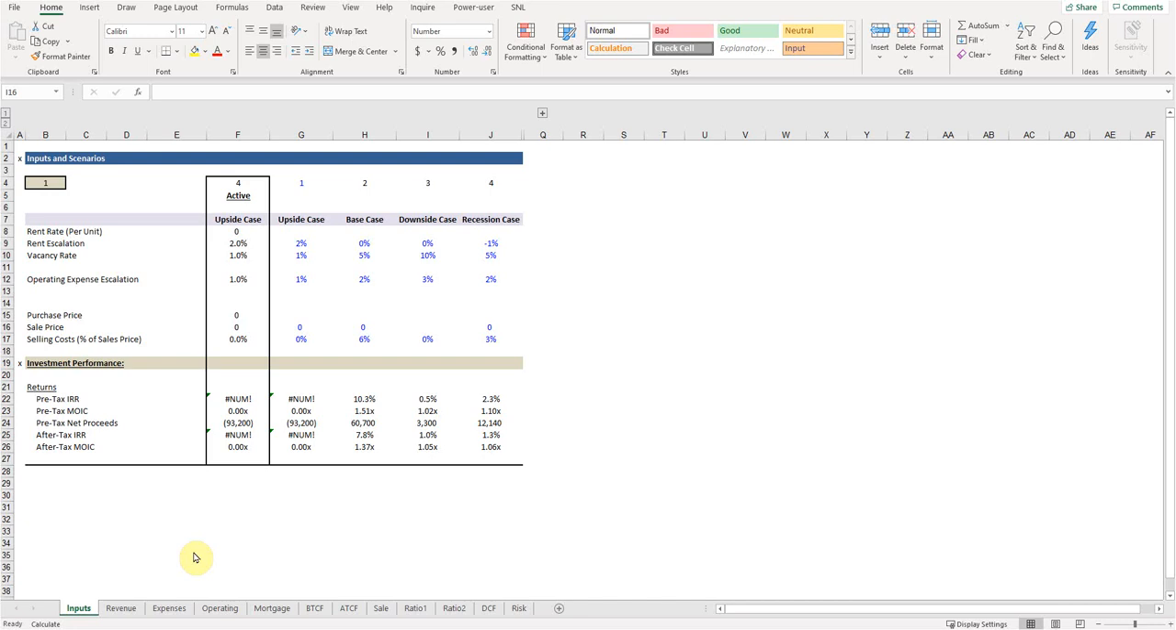Hello, today I'm going to show you exactly how to use our free rental property calculator spreadsheet in Excel. This financial model is sophisticated enough to do scenario analysis for both single family residential rental properties as well as multifamily, including duplex and triplex rental properties. This is not your ordinary calculator.